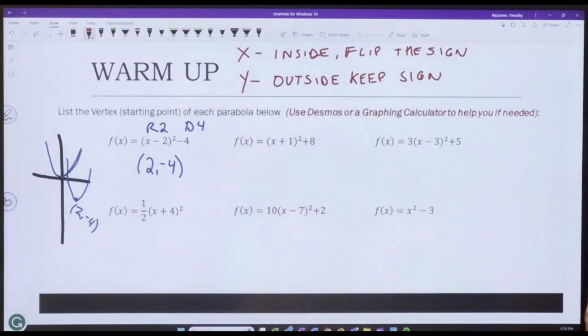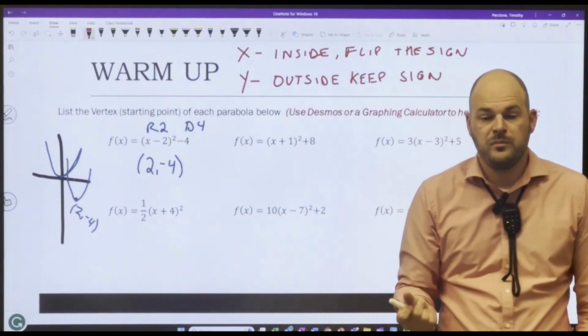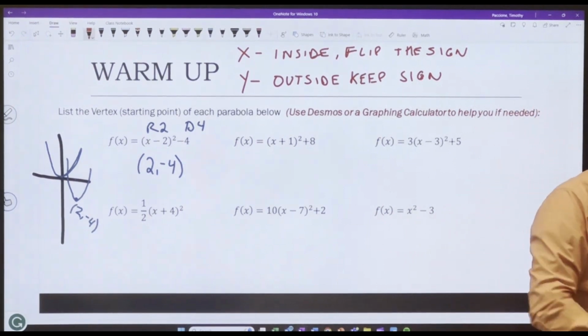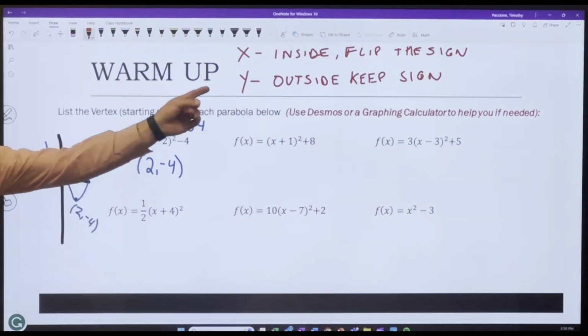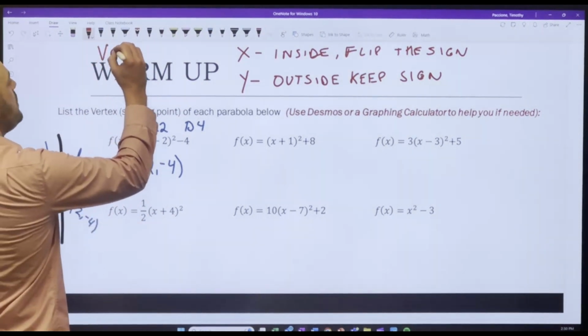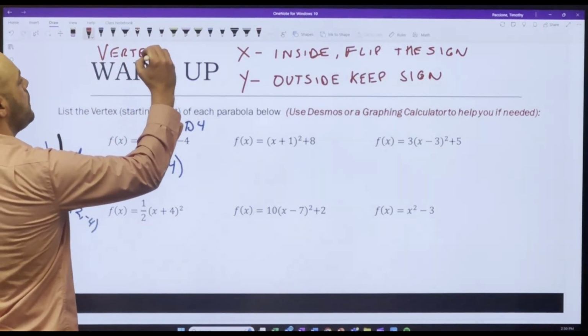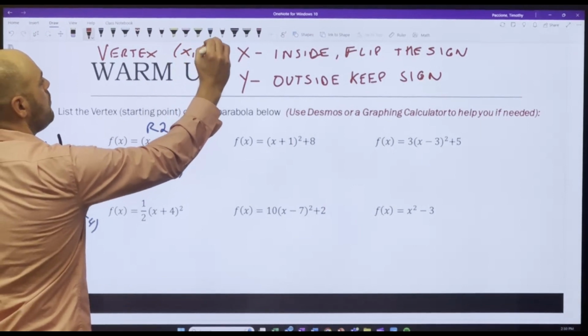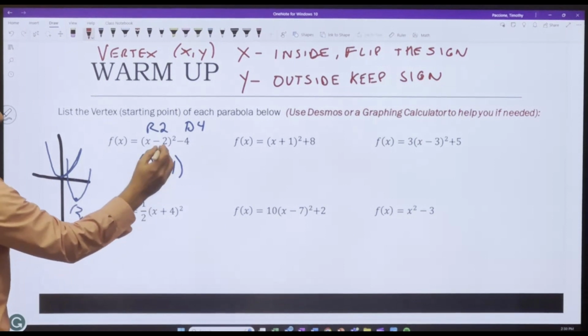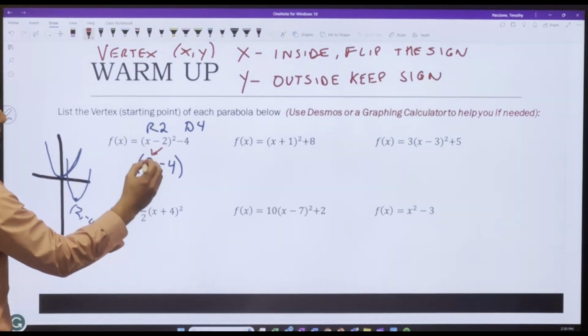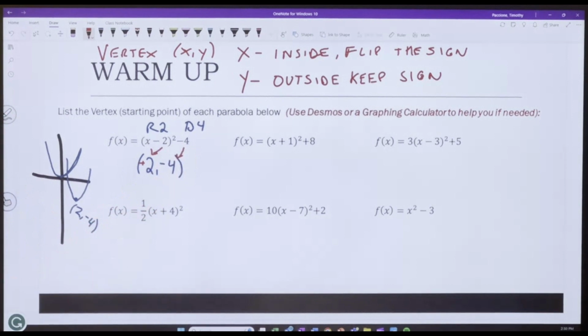Okay, so I'll give you another minute if you were not sure about that to keep working on this. But really, once you know it, it should be pretty quick. There are a couple that have a little trick to them. We'll talk about those as well. So your vertex is made up of an x and a y. It's a point. You get your x inside by flipping the sign, so it becomes positive 2, and you keep the outside for your y.